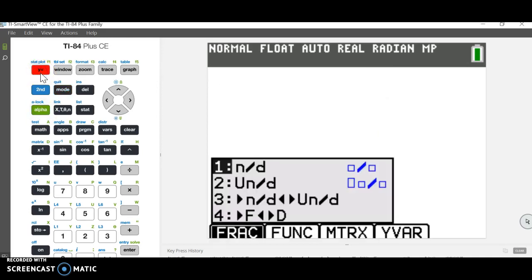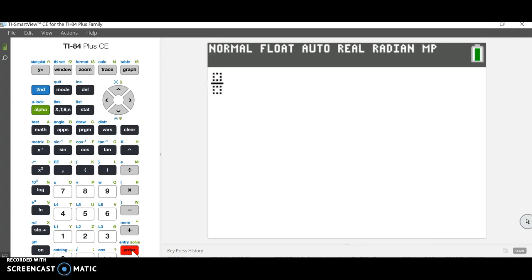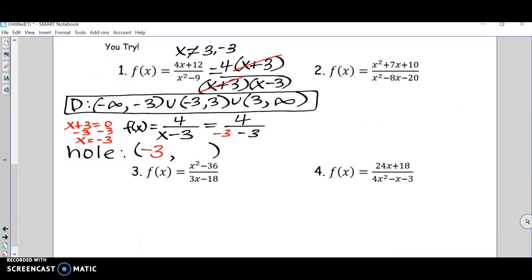Alpha, y equals, and then enter. So what's in the numerator? It was 4, right? And then the denominator, I have the negative 3 minus. So the y value, it simplifies it and does all the adding and subtracting for me. The y value of my hole is what? Negative 2/3. So my hole is at the point negative 3 comma negative 2/3.